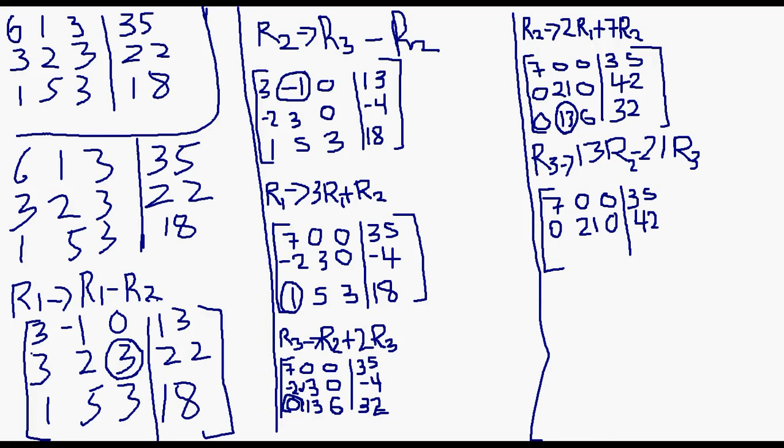So 13 row 2 here is 0. 13 times row 3 here is 0, so we are getting 0 here. Now 13 times this will give us a certain figure, and subtract it from 21 times this will also give us the same figure. So we are getting 0 here.